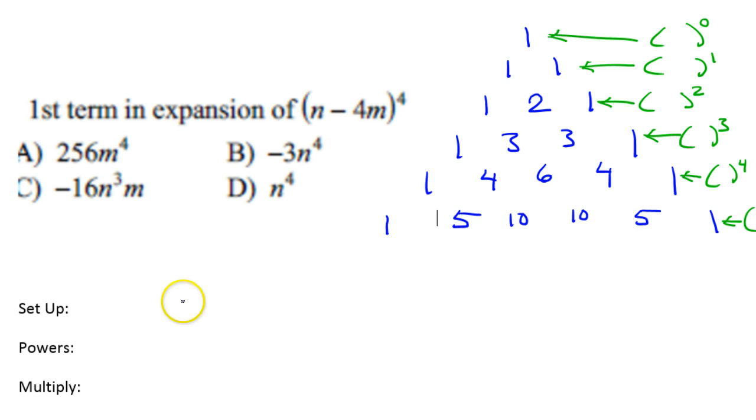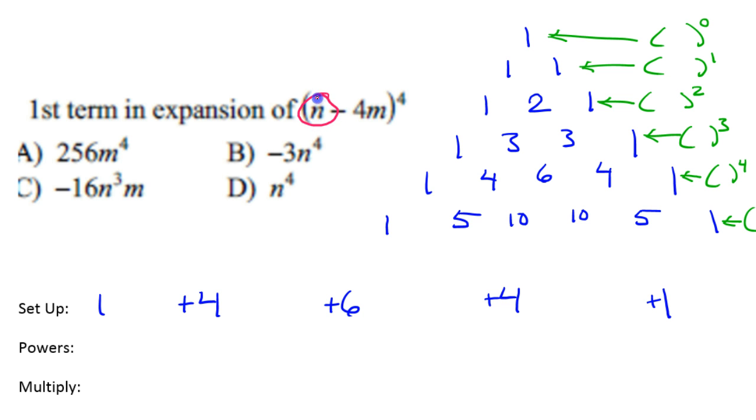So for the setup, I'm just going to go ahead and write down the coefficients. So I will just space these out. 1, 4, 6, 4, 1. They always start off positive, so I'll put a plus sign in front of them.